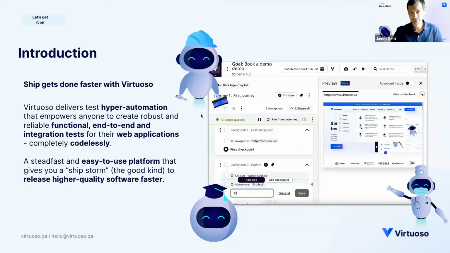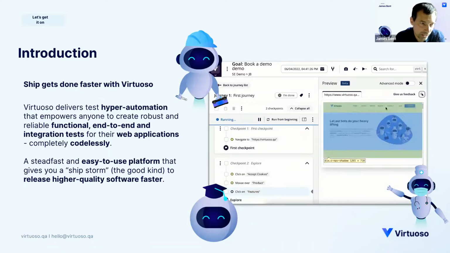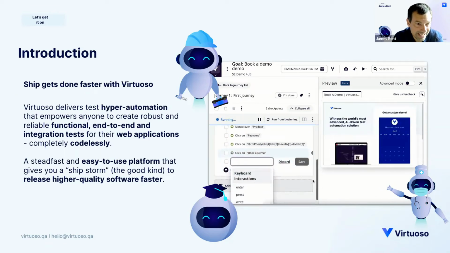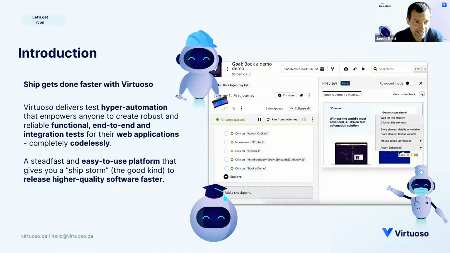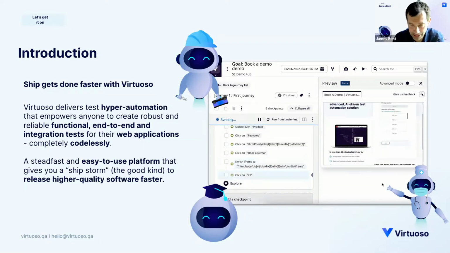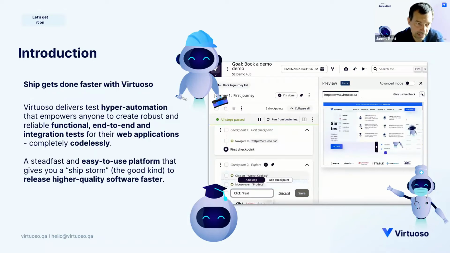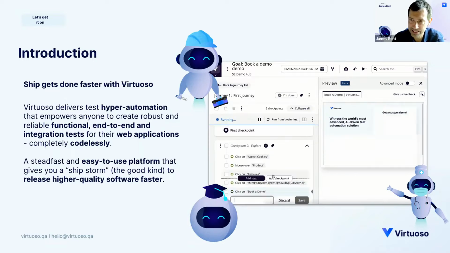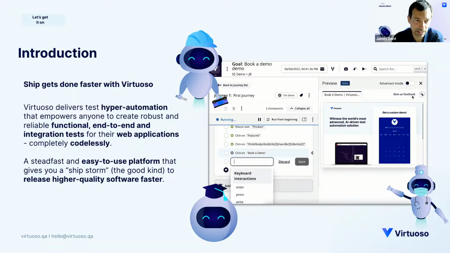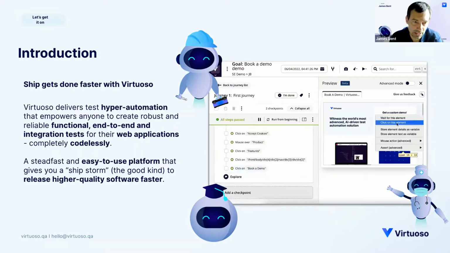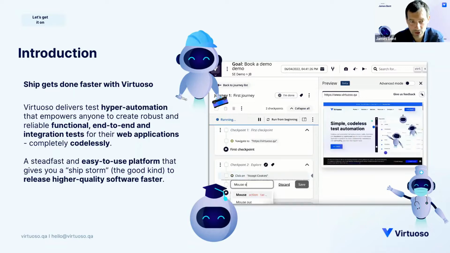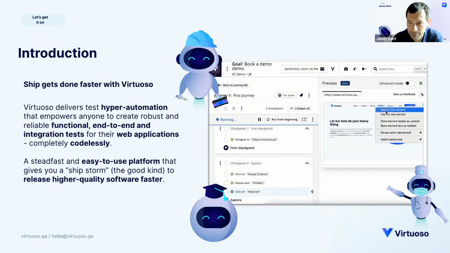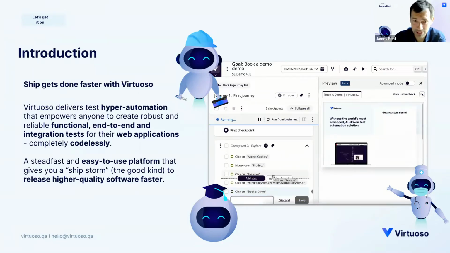So here's an introduction. So Virtuoso. As we like to say, ship gets done faster with Virtuoso. Virtuoso delivers a test hyperautomation that empowers anyone, and I'll talk about exactly what we mean by anyone shortly, to create robust, functional, end-to-end and integration tests for any web application. If it's accessed via a browser, Virtuoso can be used to test it, and we enable you to do that codelessly. It's an easy to use platform that really does give you a real good shift of the good kind to release high quality software. And as you can see on screen, we like bots, so we put them all over the place.